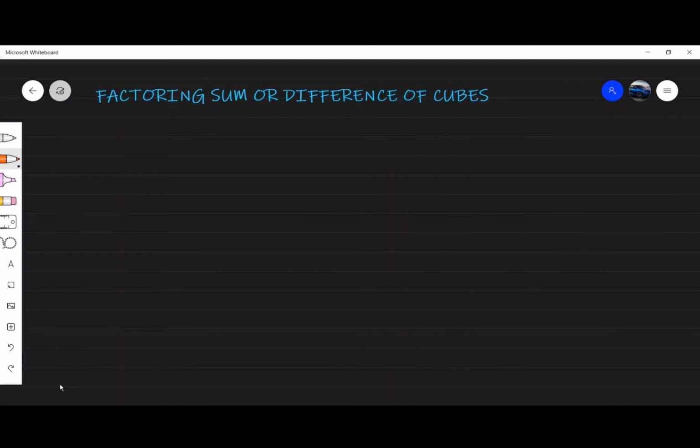Okay, today let's discuss factoring sum or difference of cubes. You know that the sum or difference of two cubes can be factored into a product of a binomial and a trinomial. So, say for example, we have x cubed plus y cubed. This is equal to the product of a binomial, x plus y, and then a trinomial, which is x squared minus xy plus y squared.